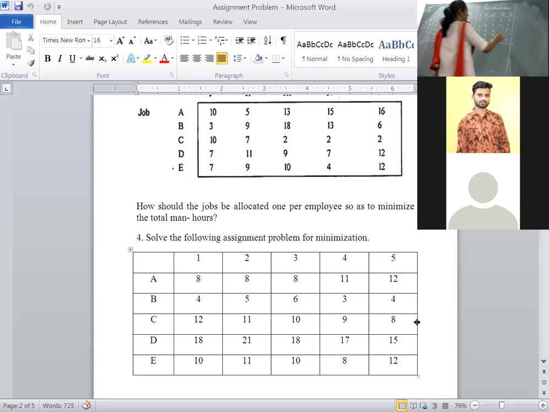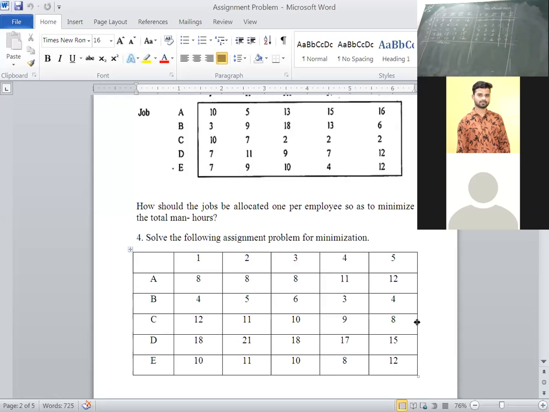Step 4: draw either a horizontal or vertical line to cover the maximum number of zeros. Here, the first row is having how many zeros? 3 zeros. Draw a horizontal line. Fourth column is having 2 zeros. Fifth column is having 2 zeros, right? Draw vertical lines. Next, these are called uncovered elements. Clear? Anybody is having any query?